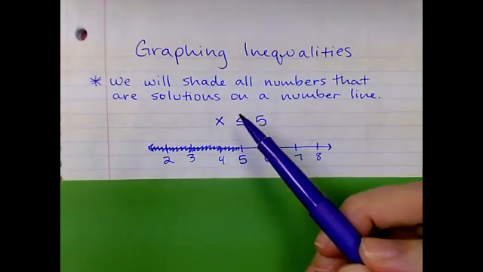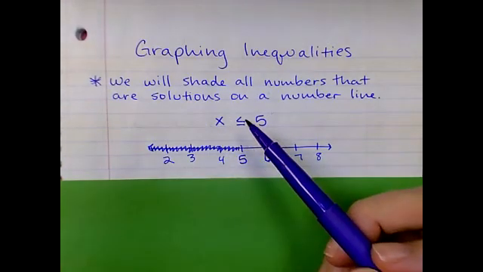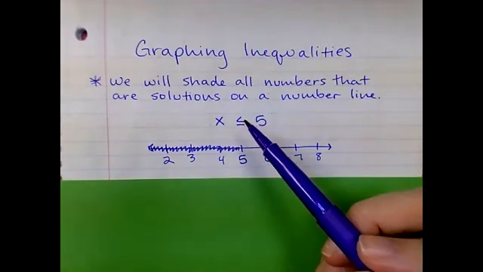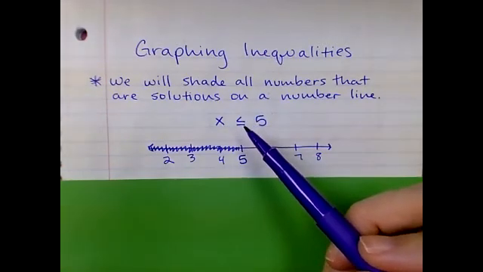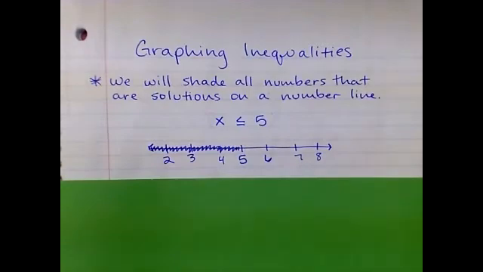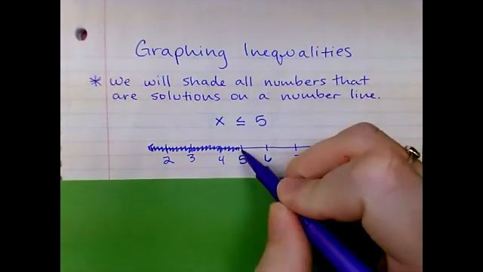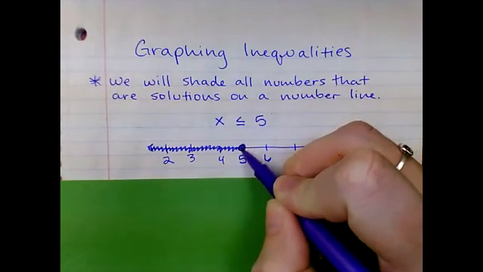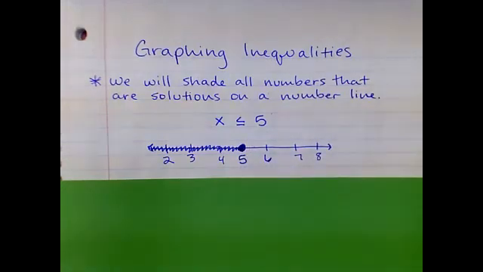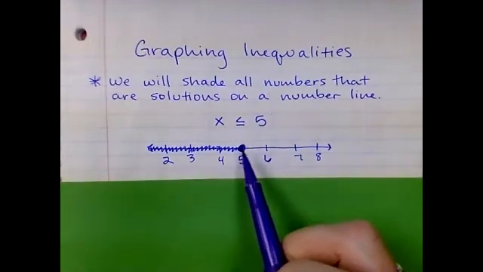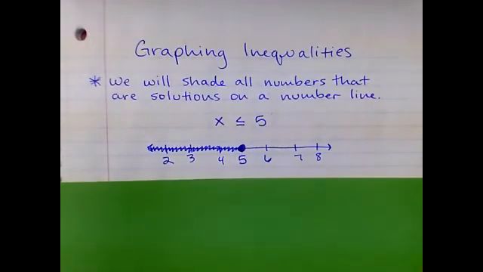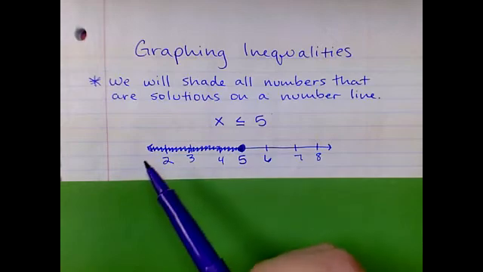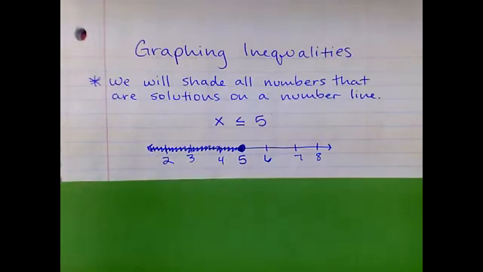But my sign doesn't say x has to be less than 5. It says x can be less than or it can be equal to 5. So I'm also going to make sure I put a point that shades in the number 5. So my number 5 is shaded in because that is a possible answer there, and everything that was less than 5.